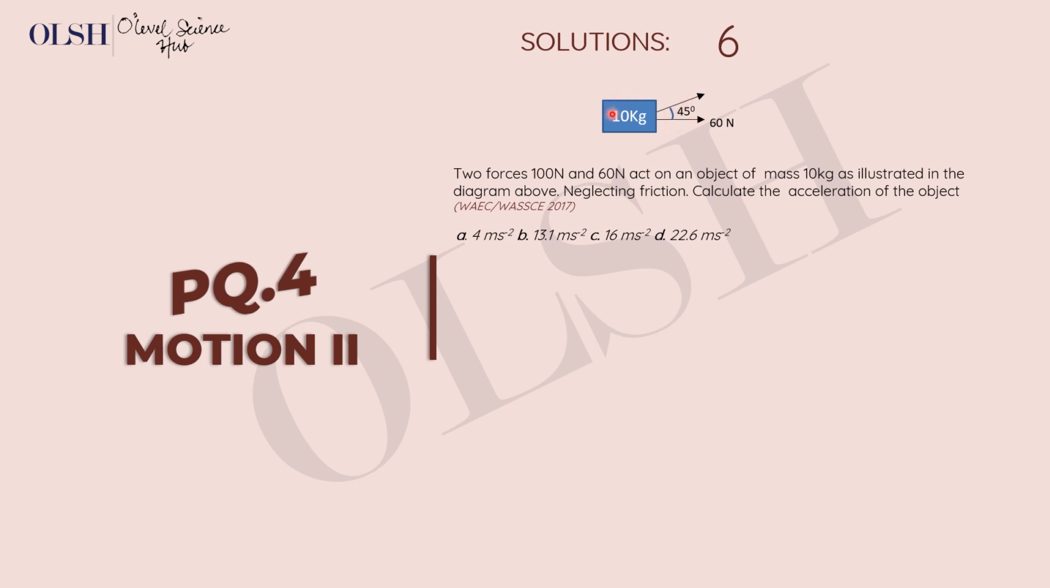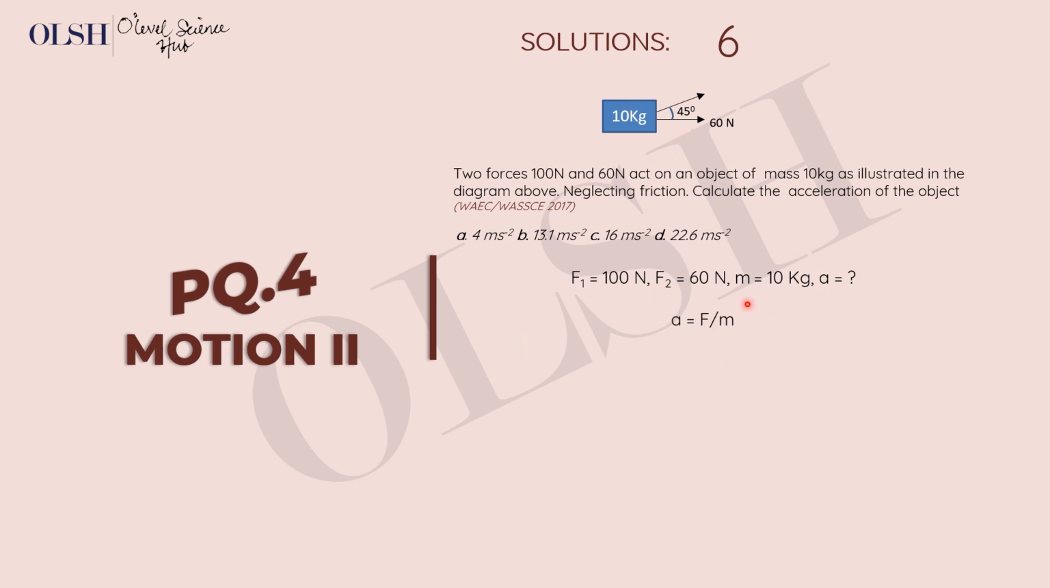This object is not going to move in the air. It's actually moving in the horizontal direction along the ground. So we need to find out the horizontal effect of force 1 and force 2. In that case, we find the horizontal component of both forces. These are our parameters: F1 is 100 newtons, F2 is 60 newtons, mass is 10 kg, and we have to find the acceleration generated from the setup.